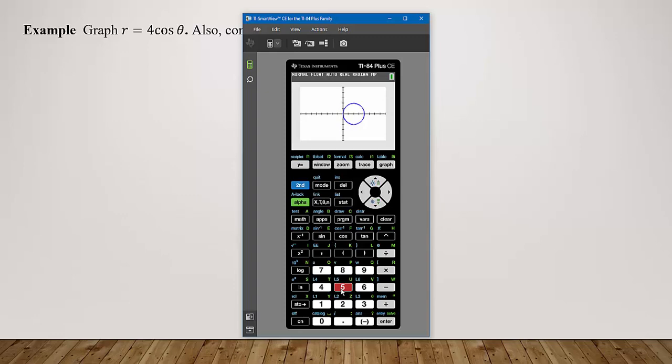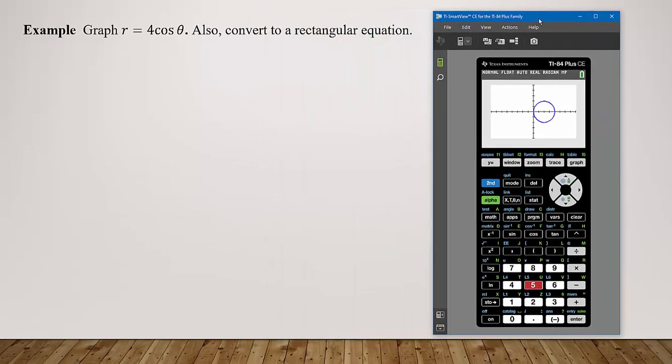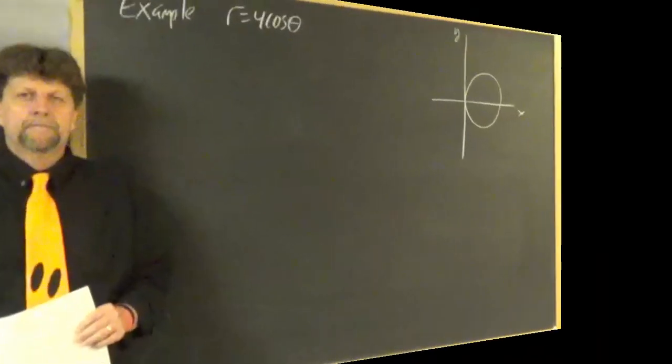So my first viewing window looked like an ellipse, but when I made a square viewing window, I can see it's a circle. A square viewing window will give a true representation. So what I'm going to do right now is head off to the chalkboard and finish this example, which is to convert this to a rectangular equation.